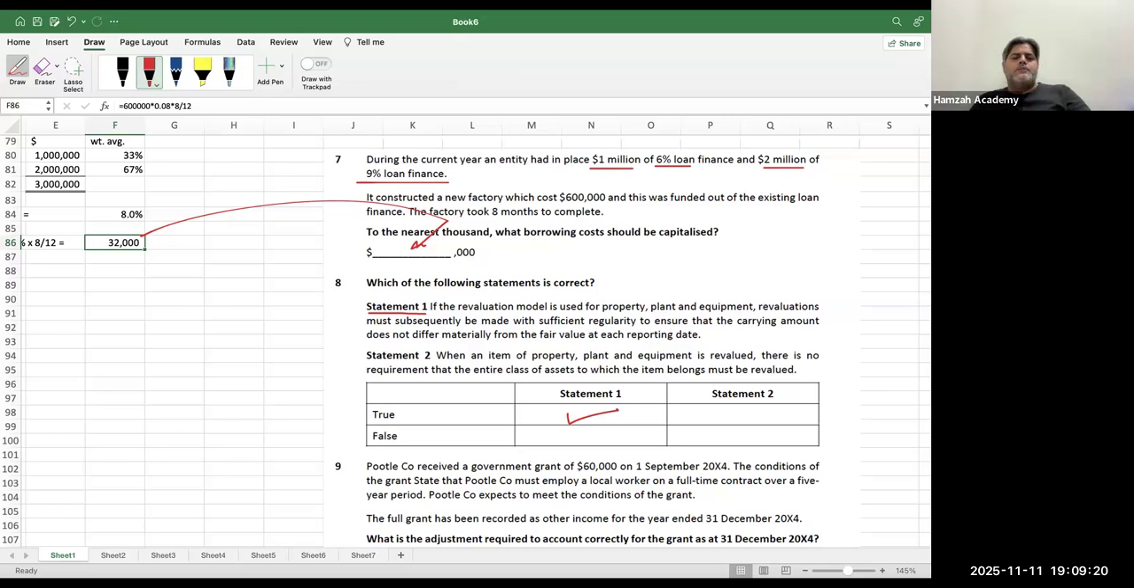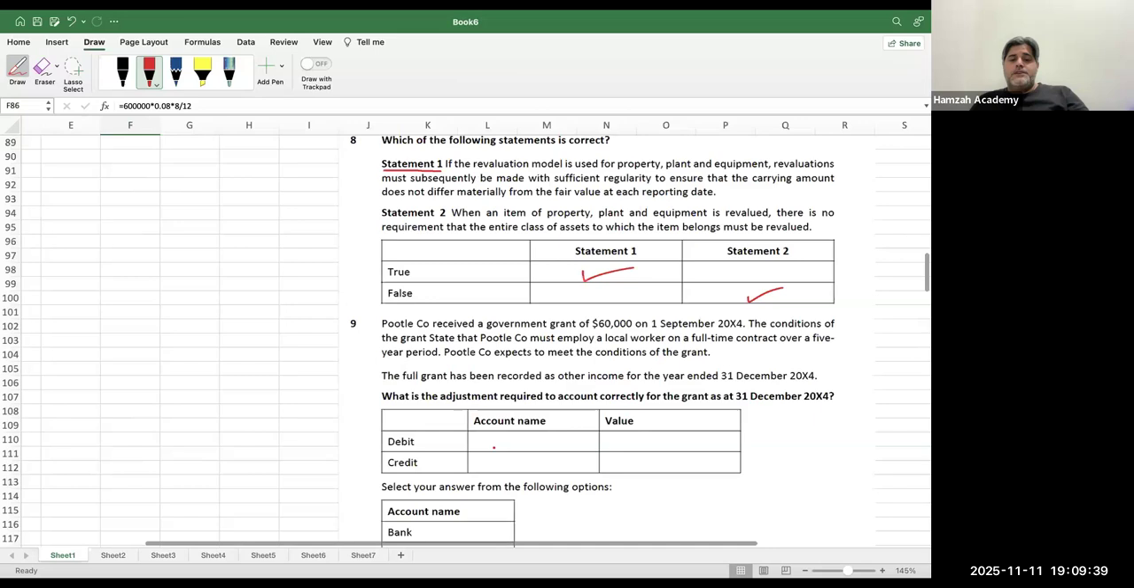Second one is when an item of property, plant, and equipment is revalued, there is no requirement that the entire class of the asset to which the asset belongs must be revalued. The statement is false over here because this is the requirement that the entire class has to be revalued. So this statement is wrong over here.